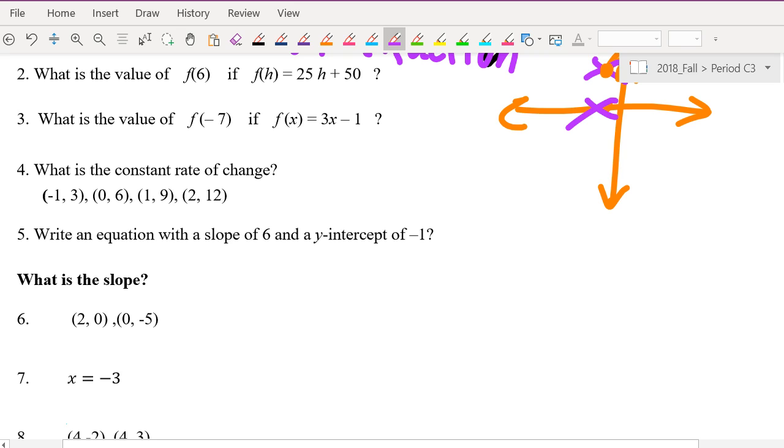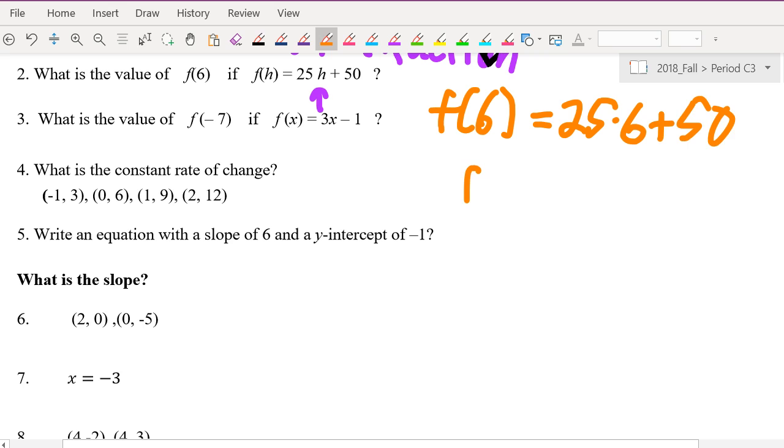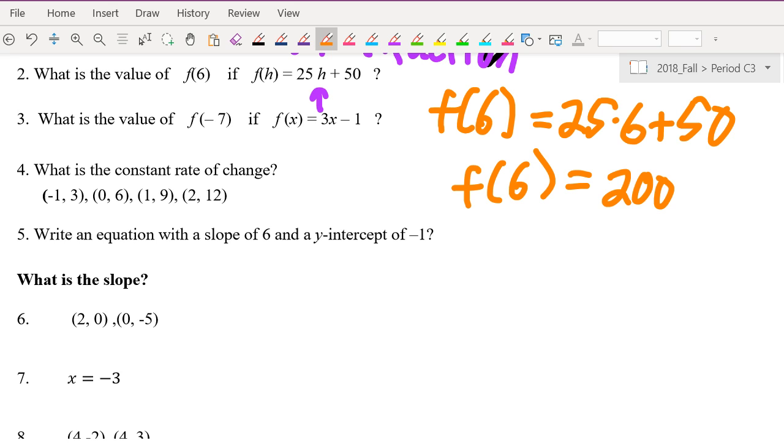Okay, how do we do this one? We do f of 6. We substitute 6 inside there, right? So that means we're going to do f of 6 equals 25 times 6 plus 50, and that's equal to 200. 150 plus 50 is 200. Do you guys see how I did that? I put it inside. Substitute. Did everybody write this down? Cool. And the next one's the same thing, so we don't have to do it, but you have to finish it for homework.